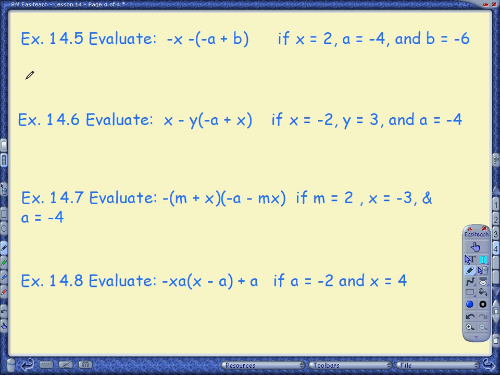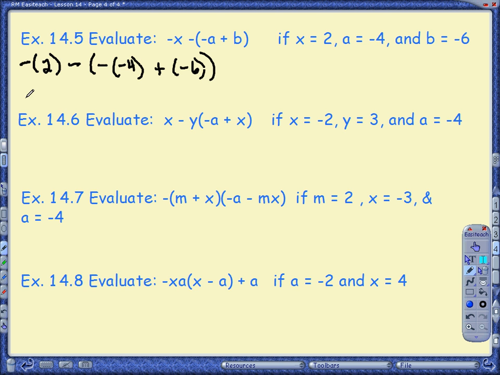Page 4, they're getting a little bit more difficult now, more negative signs. We're enclosing things in parentheses. So we need something to hold the place for the value of x, and x equals 2. We have a minus sign here. We have another negative, and a equals -4 plus b, which is -6.